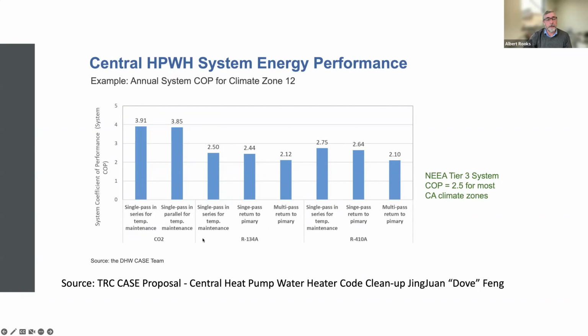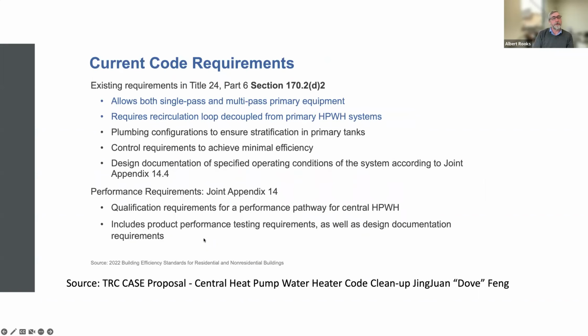So essentially, when they decide what to develop code languages, I think this is kind of the existing Title 24 code. It currently allows single pass and multi-pass, requires a recirculation loop be decoupled from primary heat pump water heater storage or systems. And I couldn't tell you if this is across all buildings, or you can create a case to not have temperature maintenance if you don't have recovery losses in a certain application. Plumbing configurations to ensure stratification in primary tanks. So that's really talking about that swing tank.